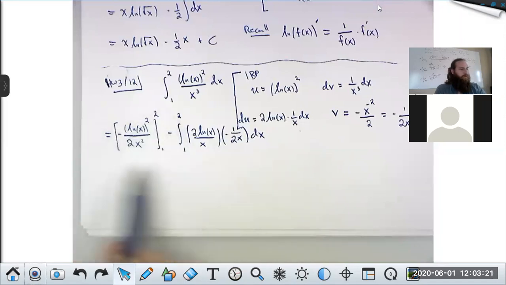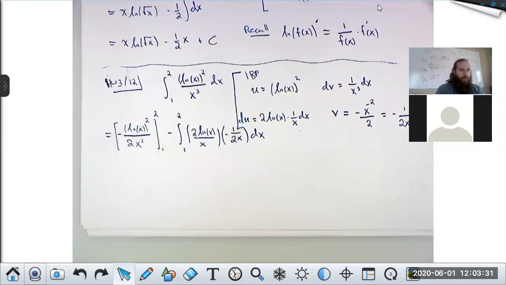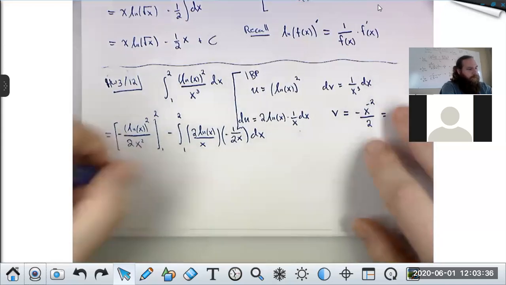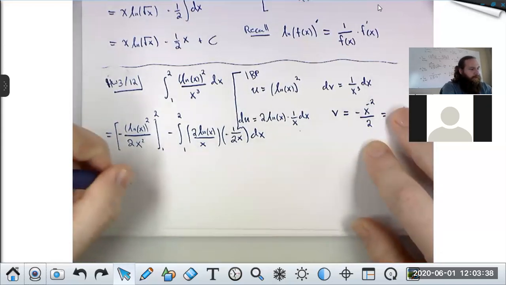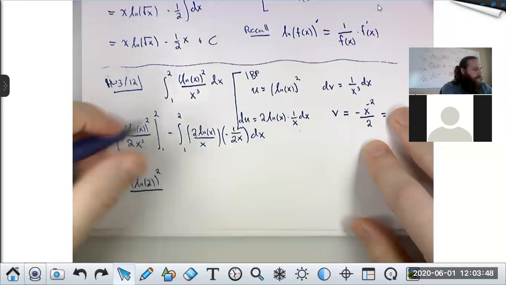We should go ahead and evaluate this also. So if I plug in a 1 down here, the natural log of 1 is 0. So the 1 doesn't contribute anything. But when I plug in the 2, I will get something. So this will be negative ln of 2 squared divided by 2 times 4, which is 8.